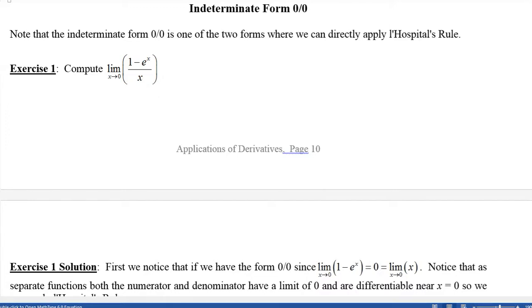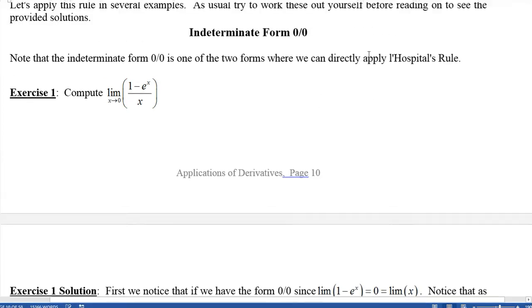This is Jack Jackson. In our last video, we stated and proved L'Hopital's rule, and L'Hopital's rule is used to find the limits of certain functions where they are the form 0 over 0 or infinity over infinity.